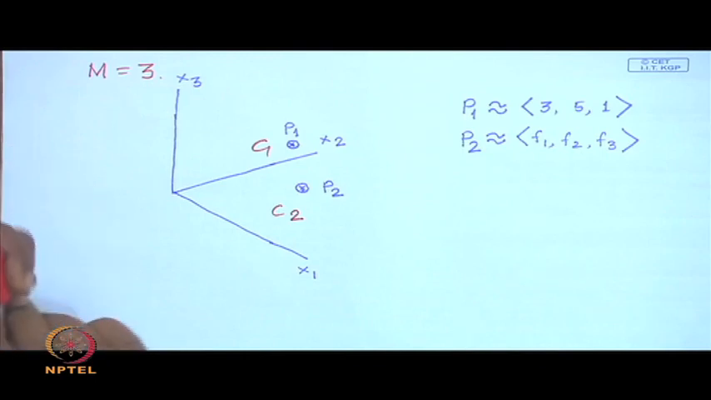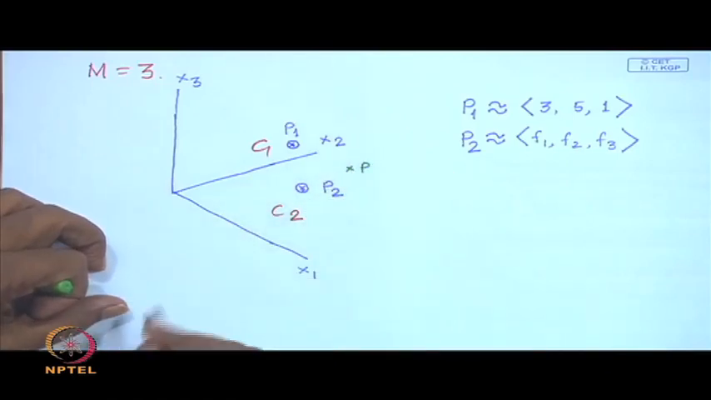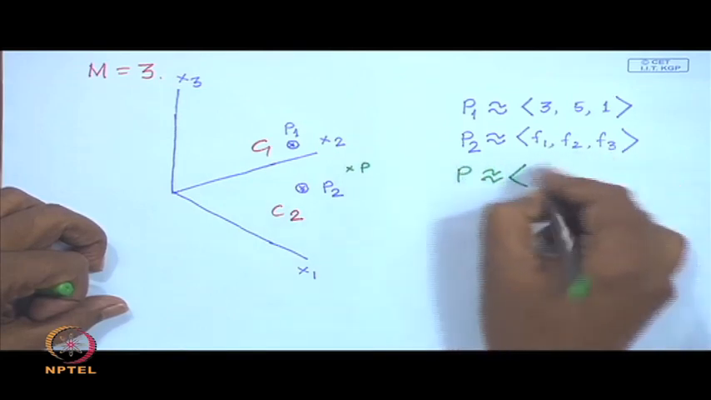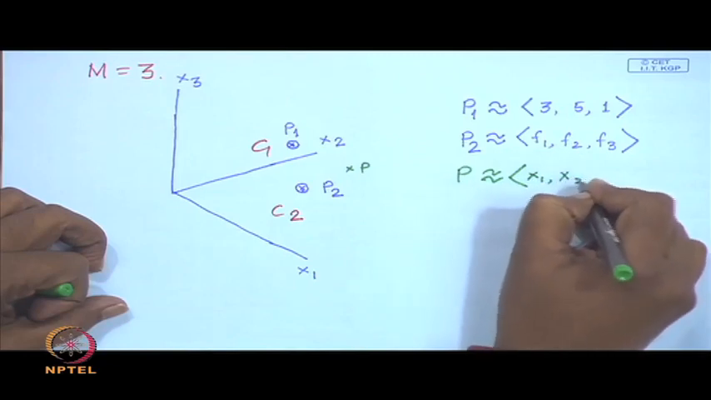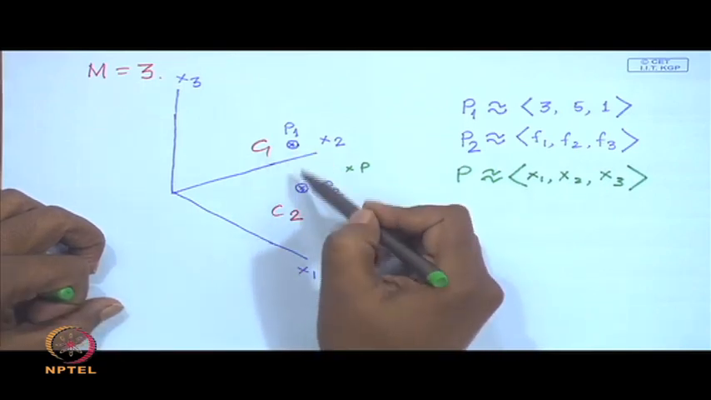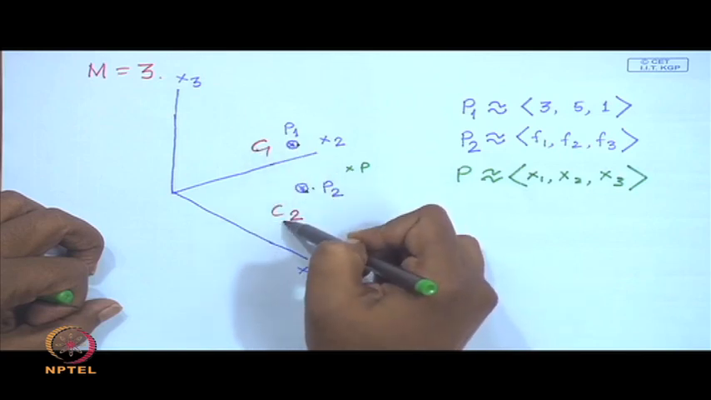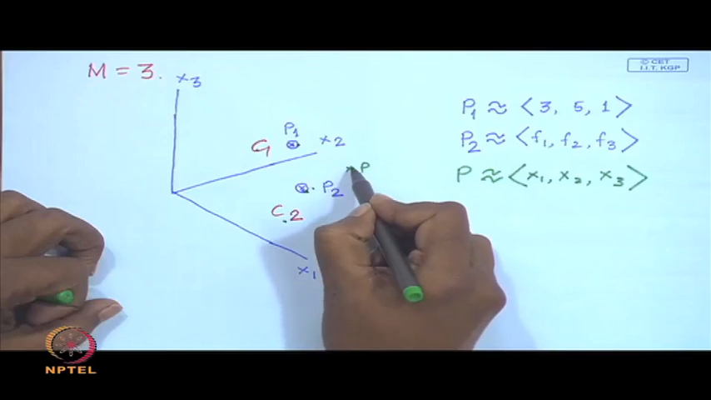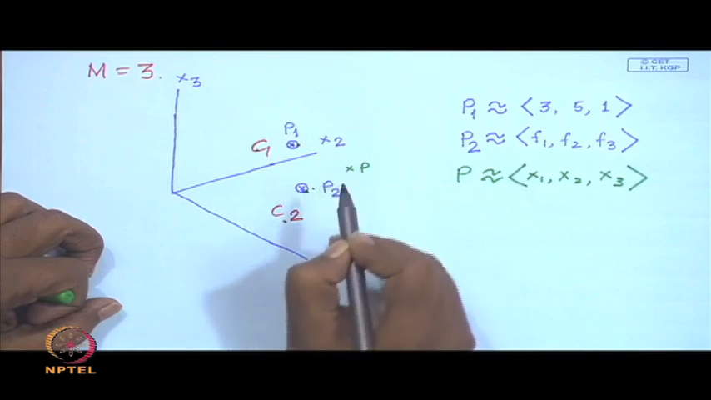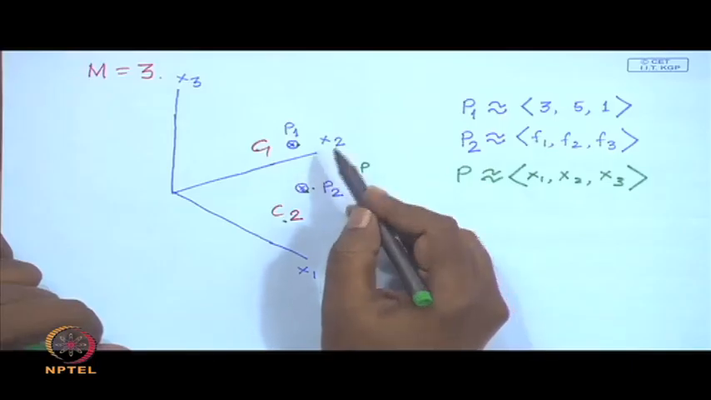And now, my job will be that given an unknown pattern, say P, where this P is also represented by a similar feature vector, something like x1, x2, x3. So, my job is that I have this a priori knowledge of P1 and of P2. I know P1 belongs to C1, P2 belongs to C2. So, given now an unknown pattern P, I have to recognize or classify this pattern.